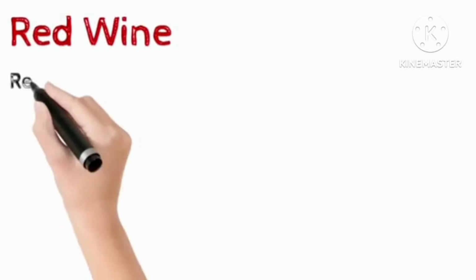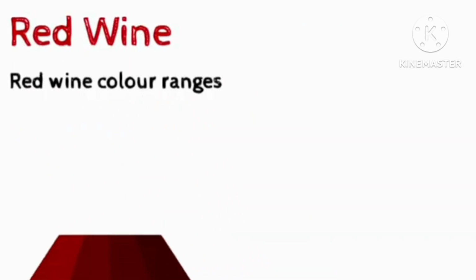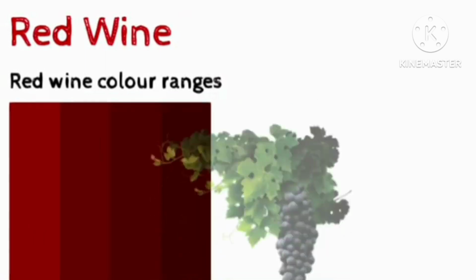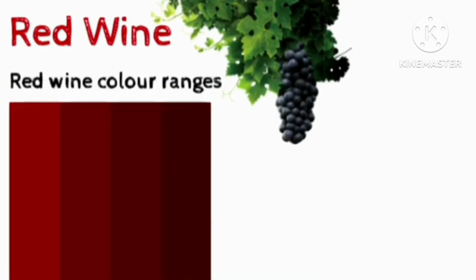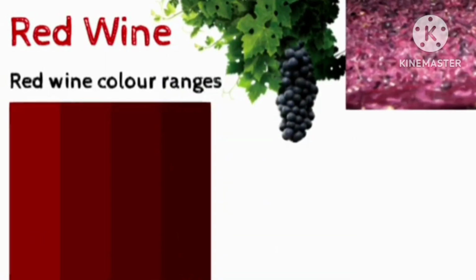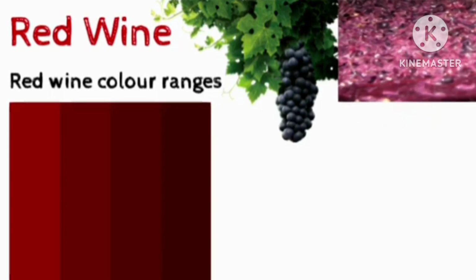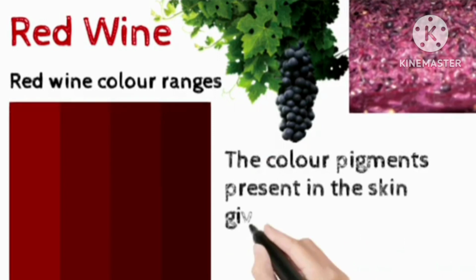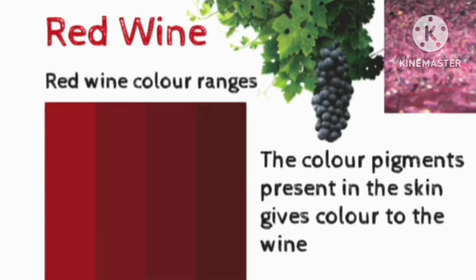Red wine. Red wine color ranges from purple when young to brick red as it ages. Red wines are produced only from black grapes. The black grape skin is allowed to remain till fermentation. The color pigments present in the skin give color to the wine.